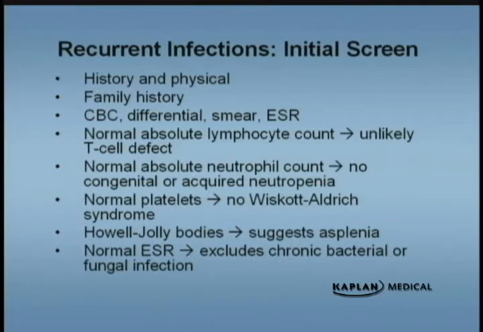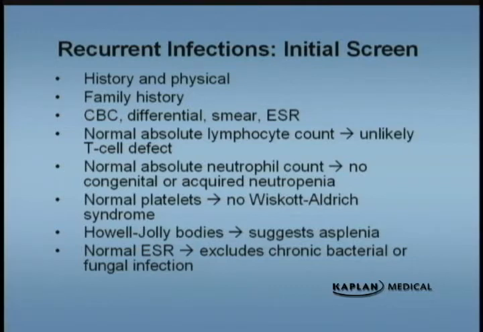The way that you calculate absolute neutrophil counts or absolute lymphocyte counts is you take the total white blood cell count and multiply it by the percentage of the lymphocytes, and that gives you the absolute lymphocyte count. If you multiply it by the neutrophil percentage, that gives you the absolute neutrophil count. If you have a normal absolute neutrophil count, then you've pretty much eliminated congenital or acquired neutropenia. And typically, neutrophil count should be greater than 500. That's probably your lower limit before you start worrying about infections. If you have a normal platelet count, you pretty much have eliminated Wiskott-Aldrich.